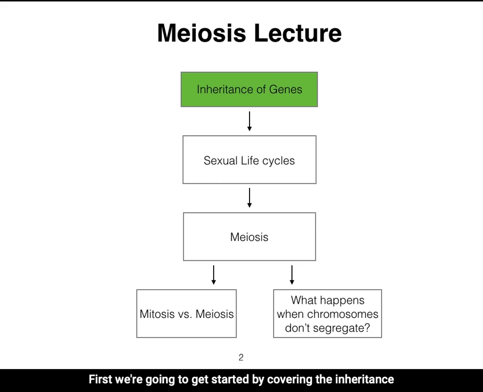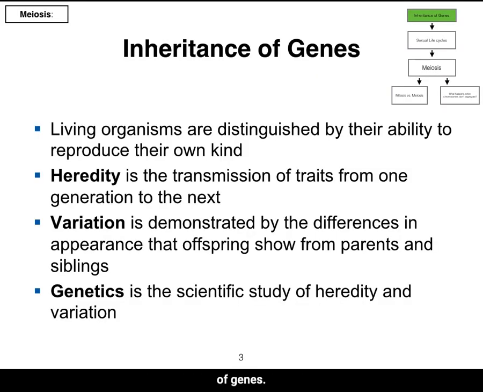First, we're going to get started by covering the inheritance of genes. Living organisms reproduce their own kind. When we talk about heredity, we are referring to the passing down or the transmission of traits, a term from Mendel, from one generation to the next. There are often differences from the parent generation to the offspring, and differences among the offspring as well. These differences are referred to as variation. The study of heredity and variation is known as genetics.